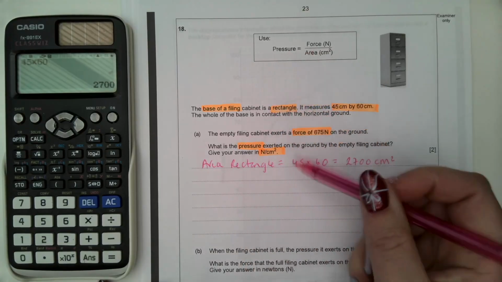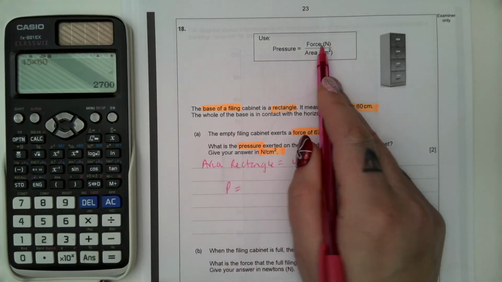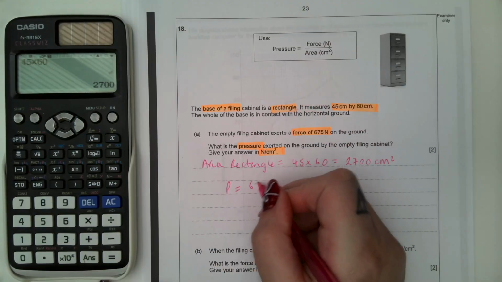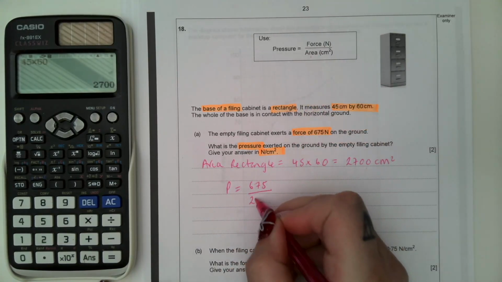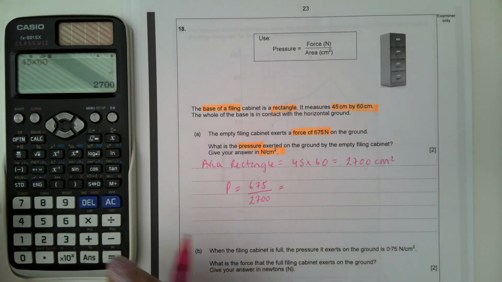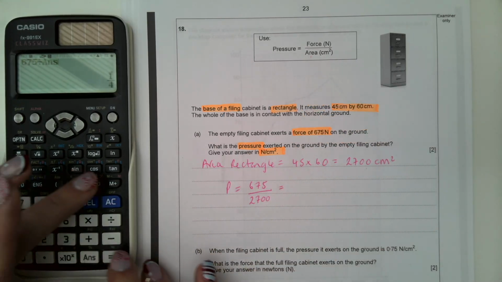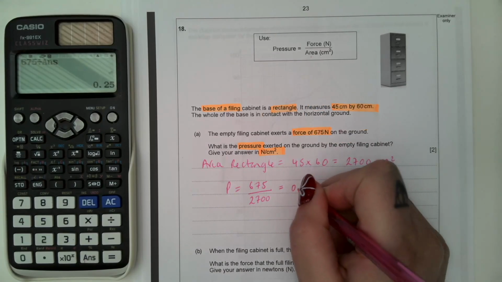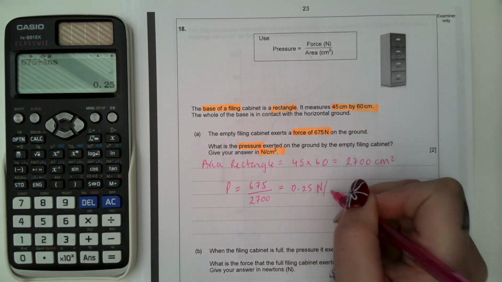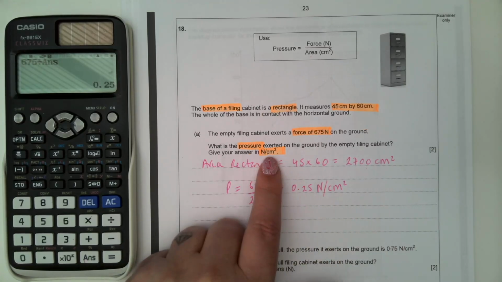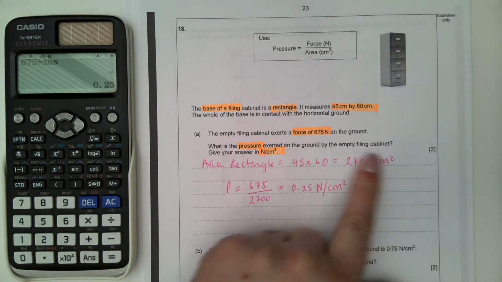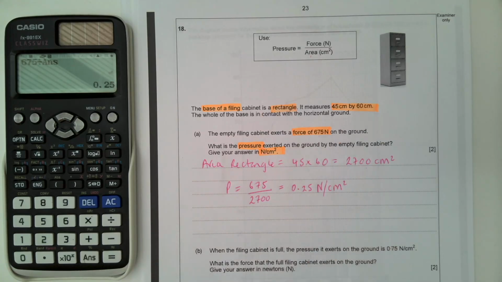So pressure equals the force, which we know is 675, divided by the area, which we know is 2,700. So 675 divided by 2,700. We've got a pressure of 0.25 newtons per centimetre squared. Make sure you write those units. It's given you the units there, look. And we know we're in newtons per centimetre squared because our area is in centimetres squared and our force is in newtons.